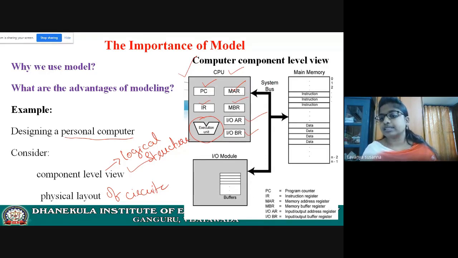Next, the system bus. This is the system bus by which the CPU, the main memory, and the input output module are connected. The system bus is used to carry signals or information. The CPU is connected to the main memory, and it is also connected to the input output module, where input output devices are connected. When you provide information through an input device, it is first stored in the buffers of the input output module. Later it is transferred to the main memory.